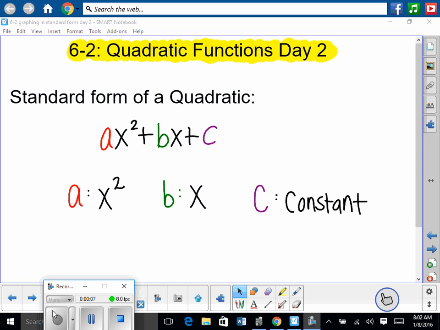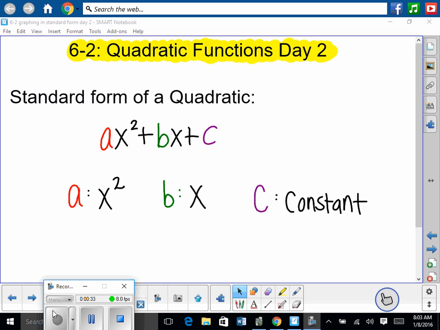So, standard form of a quadratic. First of all, what makes something quadratic? It's degree 2. Quadratics always have a certain shape. What shape is that? A U-shape. Is everybody familiar with that? Okay. So those U-shapes have a minimum value or a maximum value, right? Well, quadratics have this form, ax squared plus bx plus c.